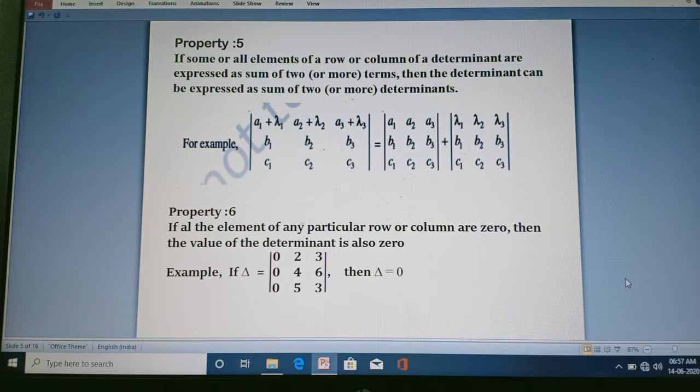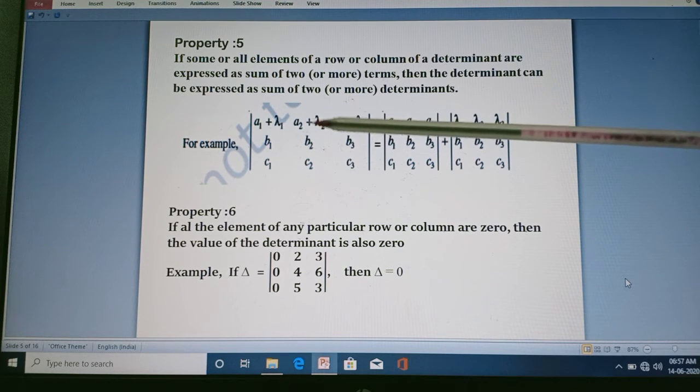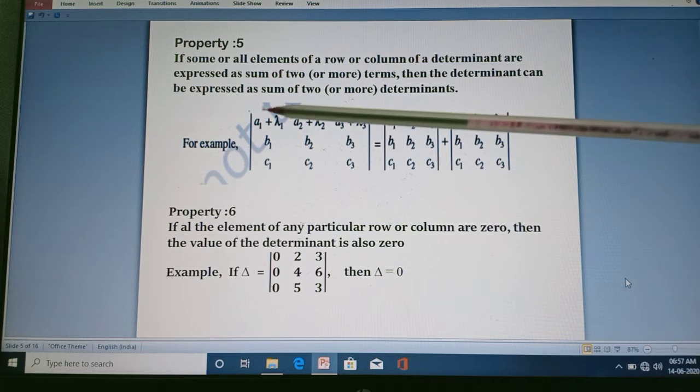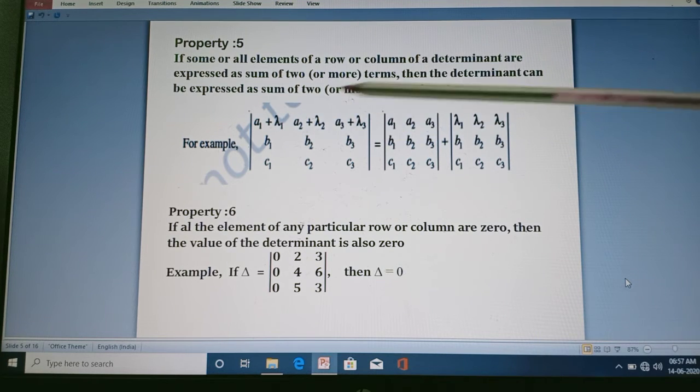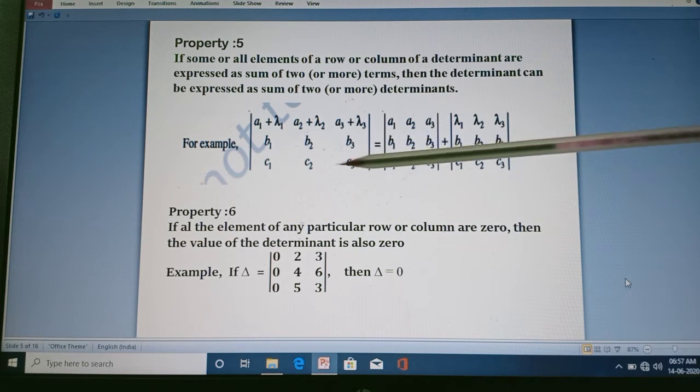The next property is, if some or all elements of a row or column of a determinant are expressed as a sum of two terms, then the determinant can be expressed as a sum of two determinants. You can see in the example, if one of the columns or rows is given as the sum of two elements, here the first row is given as a sum of two elements. First element is a1, second element is lambda 1. Here a2 plus lambda 2, a3 plus lambda 3. So two elements are added in the first row, and the other rows b1, b2, b3, c1, c2, c3 are single elements.